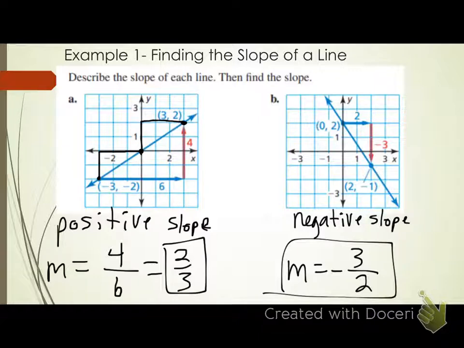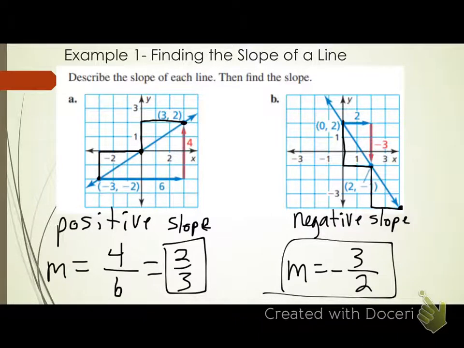So, once again, like I did over here, anytime I go down 3, right 2, I should get another point on my line. Down 3, right 2, is that another point? Yep. Down 3, right 2, is that another point? Yes, it is. Everyone okay with that? Everyone understand what slope of a line is? Can I move on?